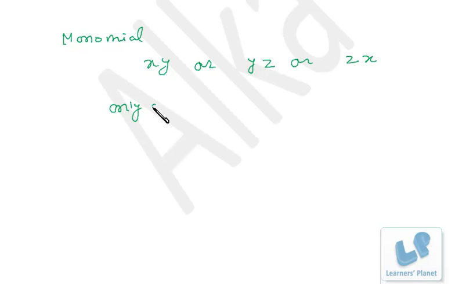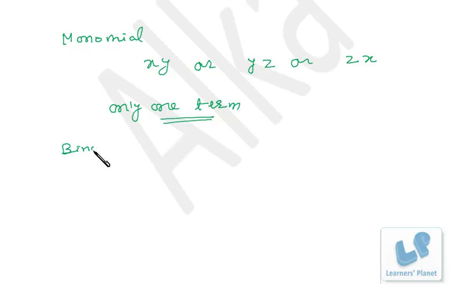Now friends, we differentiate the algebraic expressions as monomial, binomial, trinomial and polynomial. Now what is monomial? If the algebraic expression has just one term, suppose only xy or yz or 2x, right? So we call them monomial. That means only one term. Okay, so an expression consisting of one term is monomial. Here I have given you the examples.